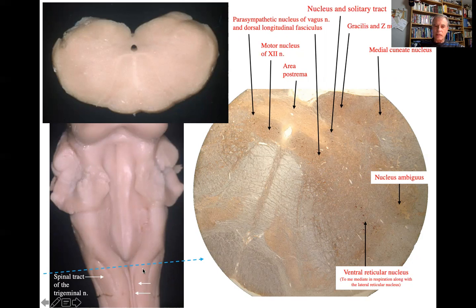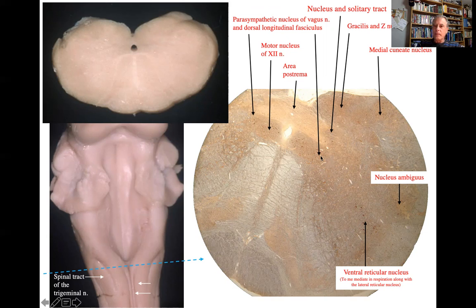The spinal tract of the trigeminal nerve. So this spinal tract of the trigeminal nerve can be easily identified from the outside, right? Look here. Sorry, this is the spinal tract of the trigeminal nerve. This one here is located here, sorry. And this is the gracile and the cuneate fascicles here.